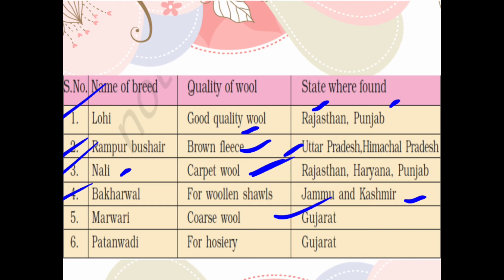Now the next one is the Patanwadi breed, and this breed is also found in Gujarat. And what is the hair of this particular breed used for? It is used for hosiery. We use different kinds of hosiery clothes at home for wearing, and that is obtained from this particular breed.